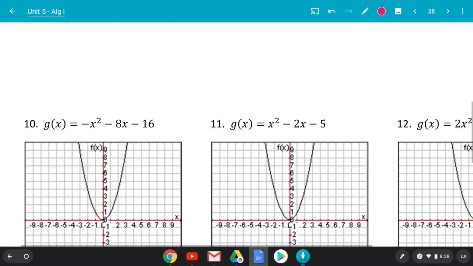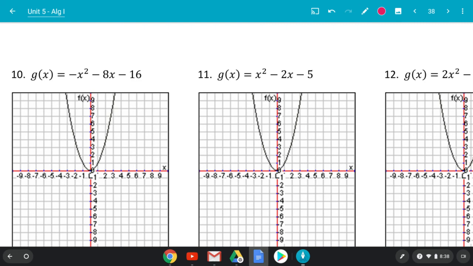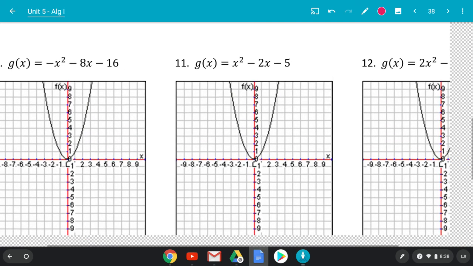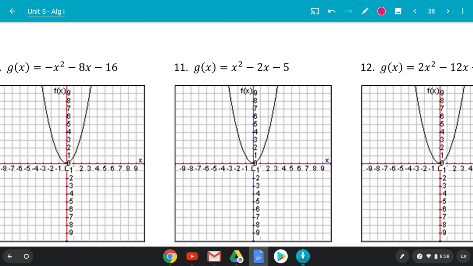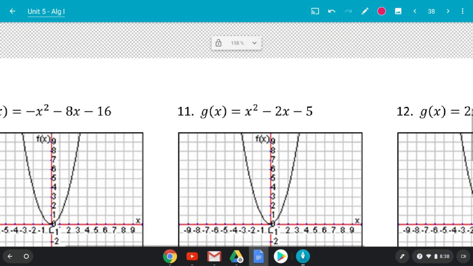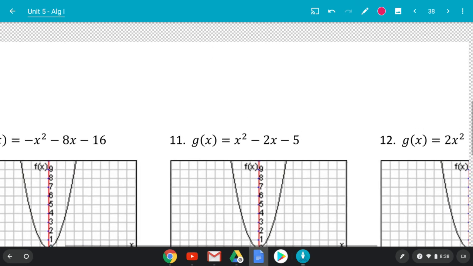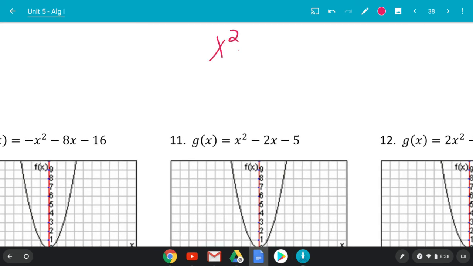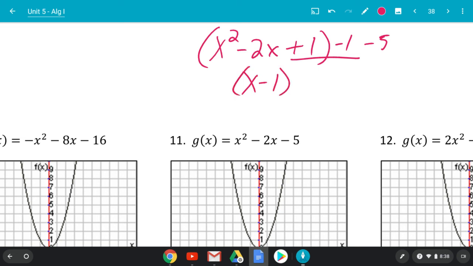Now, last one, number 11. Oh, there's junk. Since there's junk, I need to change this thing to vertex form. So I need to complete the square. x squared minus 2x minus 5. Negative 2 divided by 2 is 1. 1 squared is 1. So plus 1 minus 1. This becomes (x minus 1) quantity squared minus 6. Now that it's in vertex form, I can see my transformations.